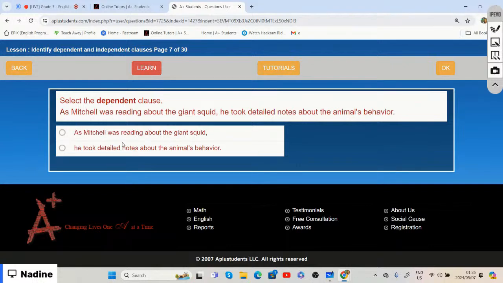As Mitchell was reading about the giant squid, he took detailed notes about the animal's behavior. We need to select a dependent clause, a clause that cannot stand on its own. Is the dependent clause "as Mitchell was reading about the giant squid," or "he took detailed notes about the animal's behavior"?